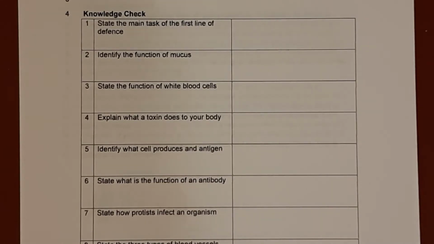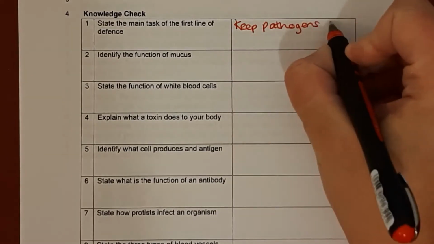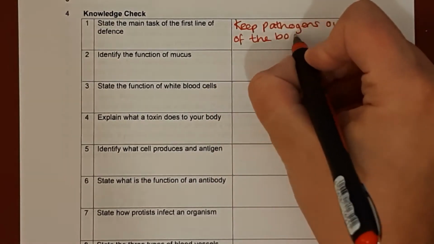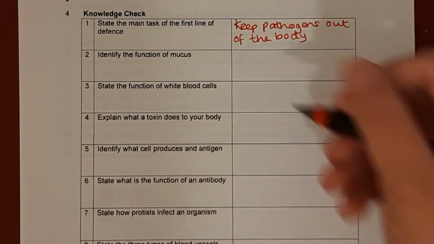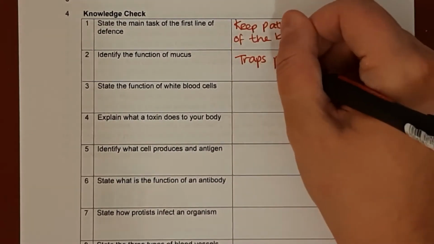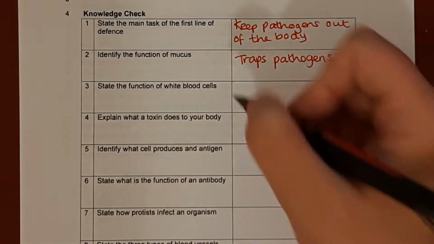Question 1. State the main task of the first line of defence. So that was keep the pathogens out of the body. Question 2. Identify the function of mucus. So mucus traps the pathogens. Question 3. State the function of white blood cells. So their role is to fight off and destroy the pathogens.